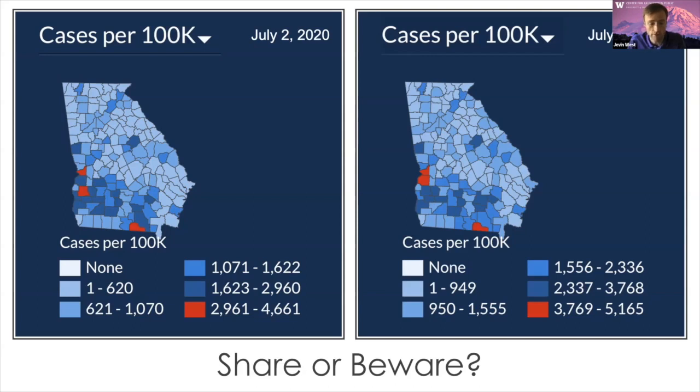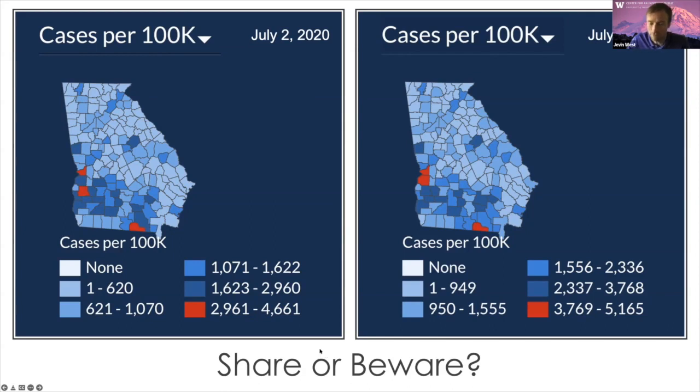Now, this was one of the graphics that went around. And if you look at it, one was a heat map, showing the number of cases in each one of these counties with these different colors. So red being extremely high. And they were comparing two different time periods, July 2nd to July 17th. And the question was, is it getting worse? And you can ask here again, share or beware? Pause a little bit. What could be going wrong with this very simple heat map?